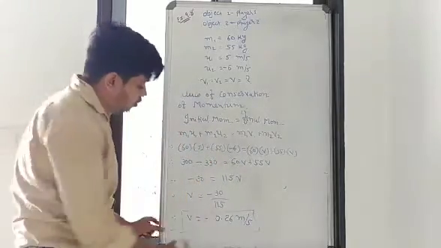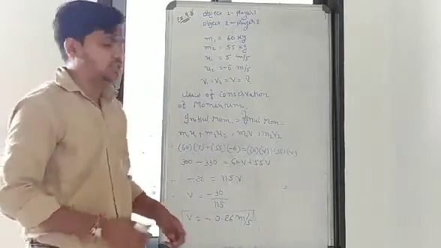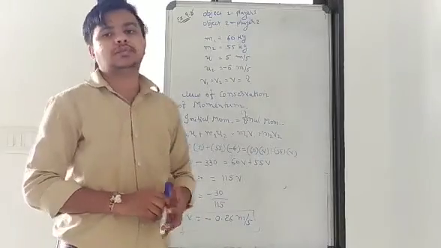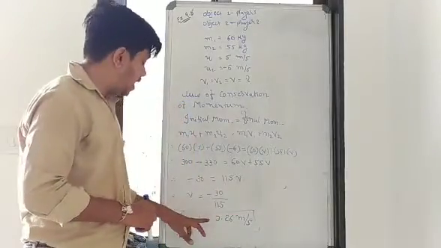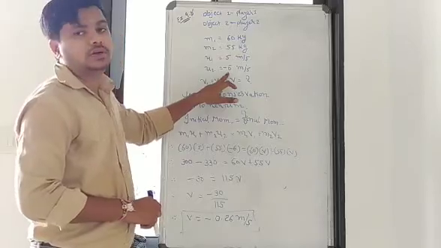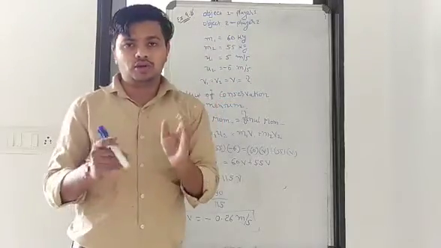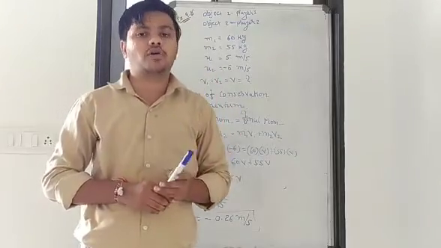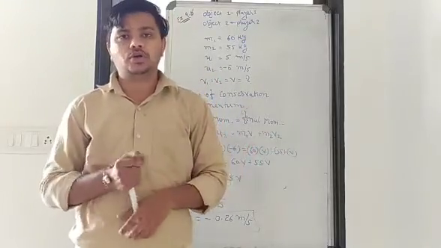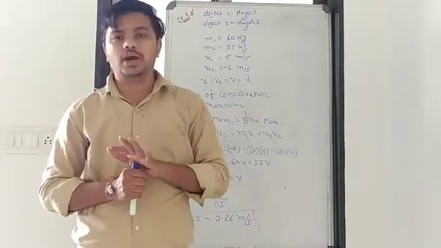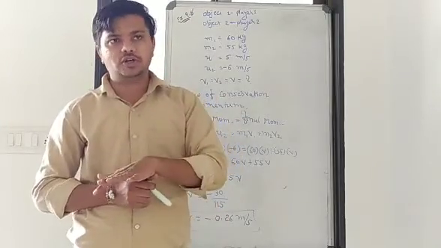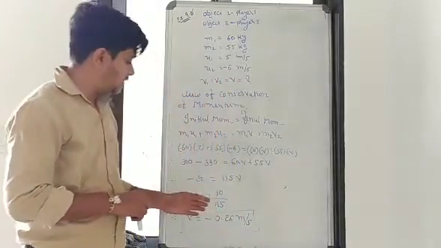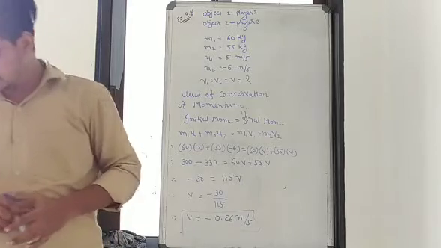So according to it, you can see the answer is minus. So both players will move with 0.26 meter per second, but they are moving in the direction of player 2. When both just collide with each other, due to the higher momentum of player 2, they fall down towards player 1, right? So it is in the direction of player 2. So here is the answer. Just see it.